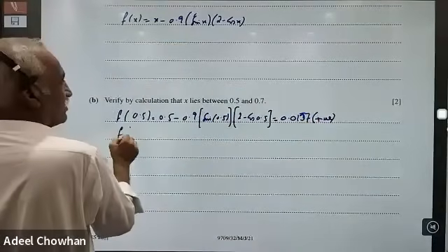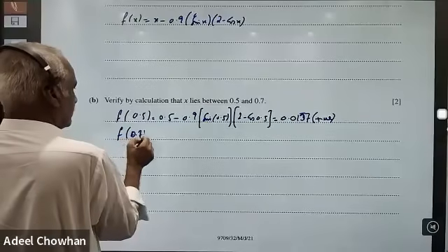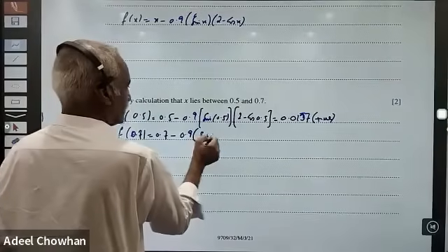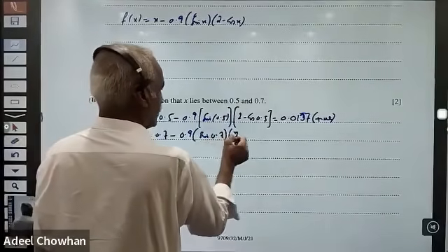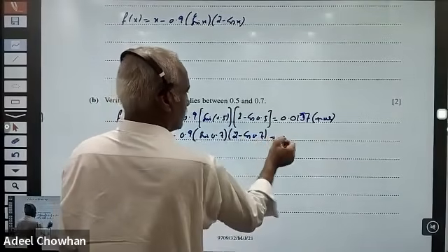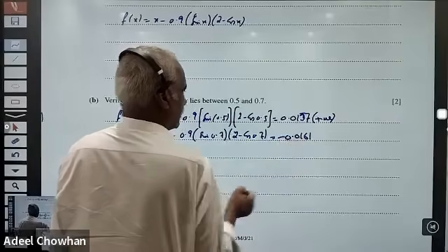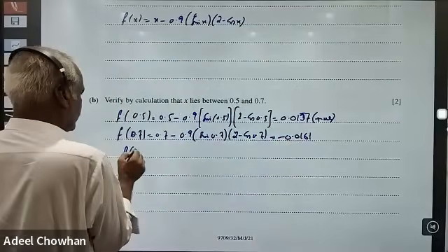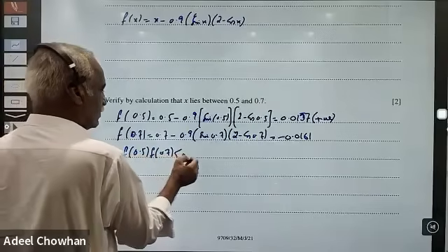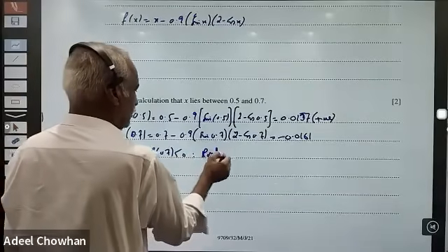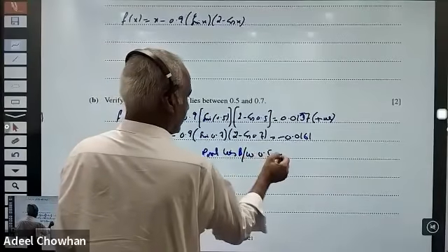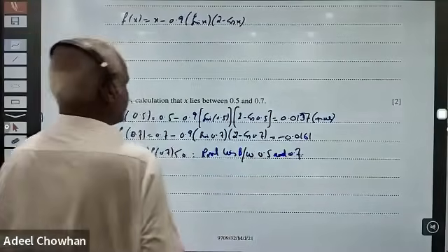Now we will calculate f of 0.7. So it is 0.7 minus 0.9 into sine of 0.7 into 2 minus cos of 0.7, and that value is equal to a negative value. Since f of 0.5 into f of 0.7 is less than 0, the root lies between 0.5 and 0.7.